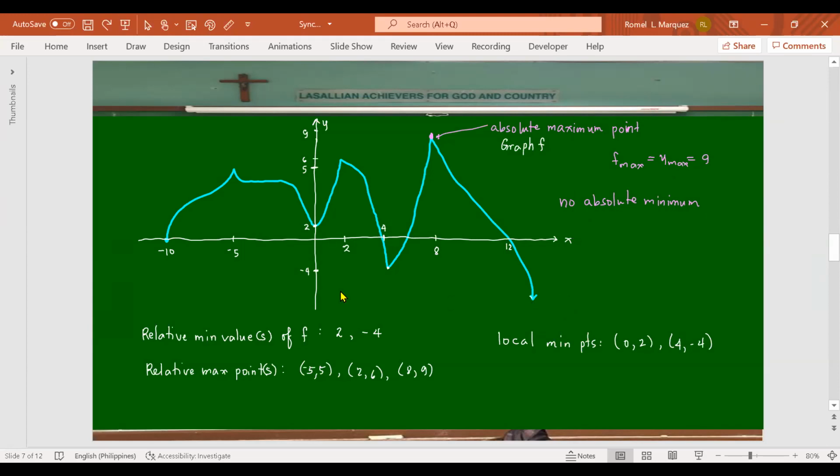Natalo siya nito. Itong point sanang to, kaya lang may nakatalo pa. Mas mababa pa to. Ay, walang hanggan yan. There is no end going down. How do we know that the infinity is always going down? There's an arrow. Or sometimes it's just like this. If there is no arrow or no specified point, it means it continues going down.